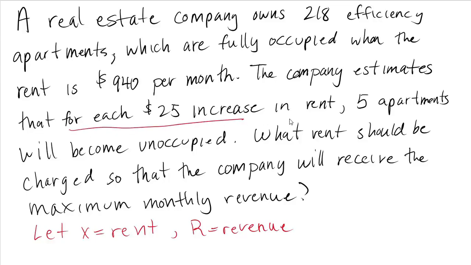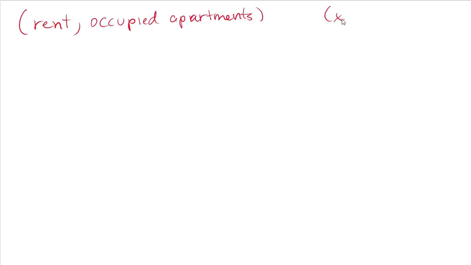Notice what it says here. For each $25 increase in rent, 5 apartments will become unoccupied. That is a linear relationship between the rent and the number of occupied apartments. So I'm going to come up with the equation of that line. And how do we usually come up with the equation of a line? We come up with 2 points on that line. So we're going to come up with some ordered pairs. The first coordinate in each ordered pair is going to be the rent. And the second coordinate in each ordered pair is going to be the number of occupied apartments. So we're still using rent as X, and we're calling the number of occupied apartments Y.